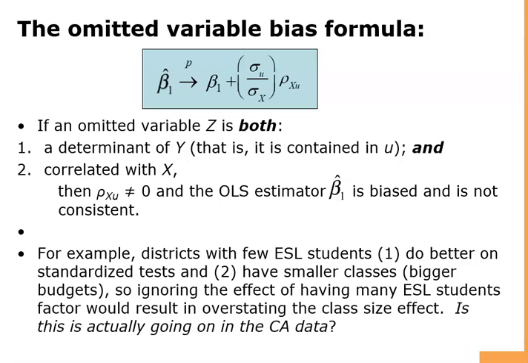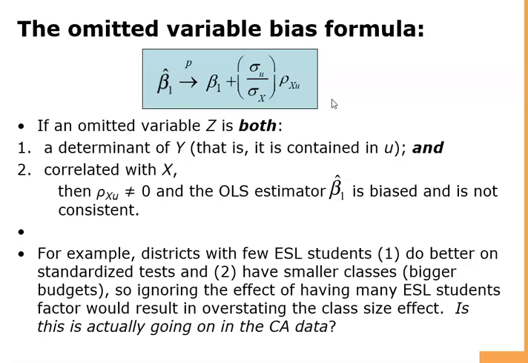If there are fewer ESL students in a school district, they will probably do better on standardized tests, and they will also have smaller class sizes, meaning they will have bigger budgets. So ignoring the effect of having many ESL students would actually result in overstating the class size effect. Now, why will that be the case?